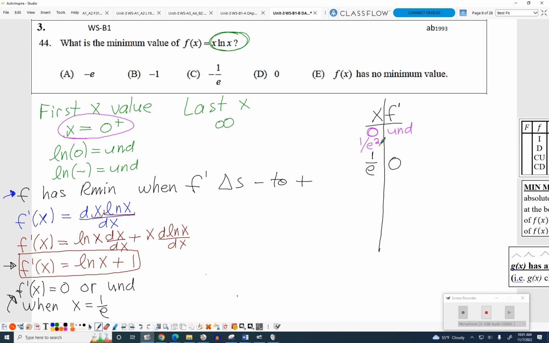Brooklyn, now what? So would you plug in the 1 over e squared in the equation? 1 over e squared, yeah, for sure. So we plug in the 1 over e squared here. Natural log of 1 over e squared is -2. -2 plus 1 is a negative number. So that's negative. Points for Brooklyn.